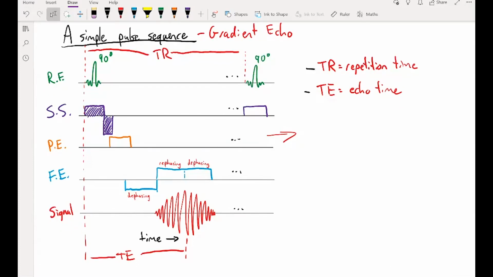Okay, so a couple other notes that I wanted to make sure I didn't miss here is we need to repeat this sequence multiple times.